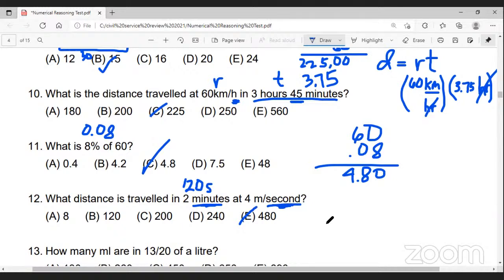So without any more computation, just do the mental math. 4 times 120, so 480. As long as you know that you really apply the equation: distance equals rate times time.